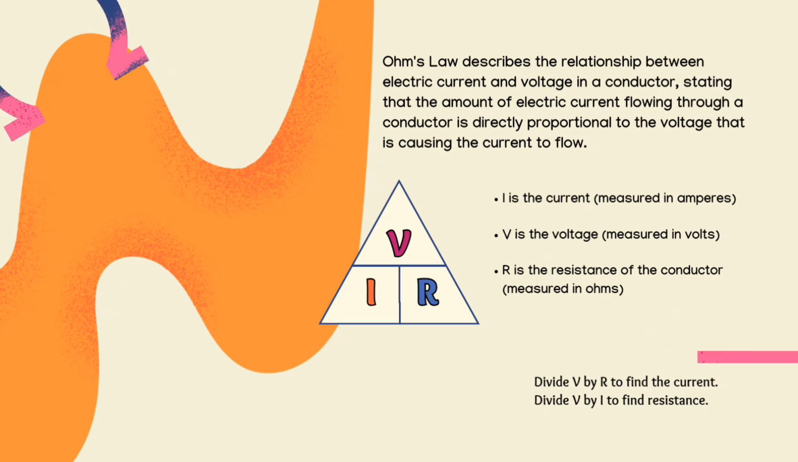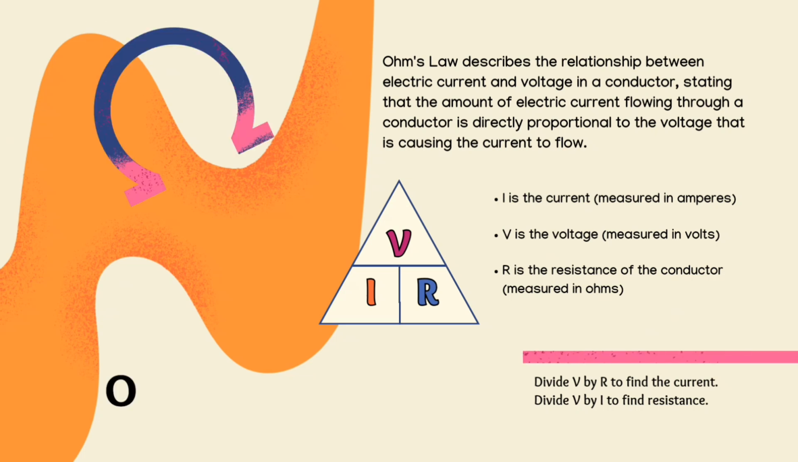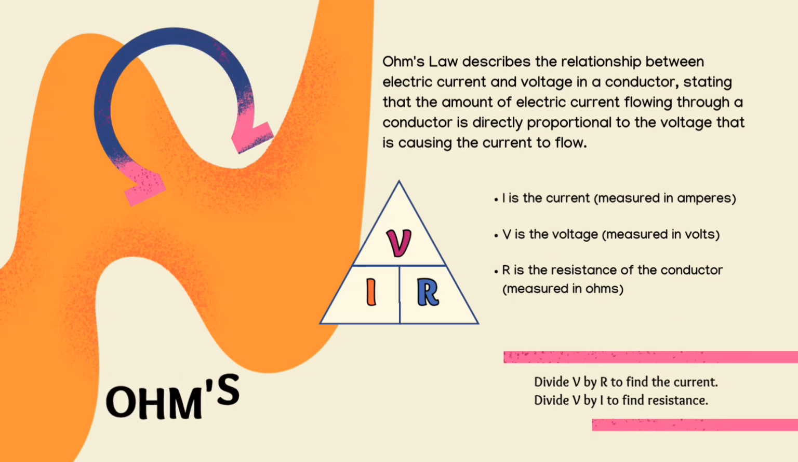Now we would study about Ohm's law. Ohm's law describes the relationship between electric current and voltage in a conductor, stating the amount of electric current flowing through the conductor is directly proportional to the voltage that is causing the current to flow. I is the current measured in amperes, V is the voltage and R is the resistance of the conductor measured in ohms. Divide V by R to find the current and divide V by I to find resistance. This is all about Ohm's law.